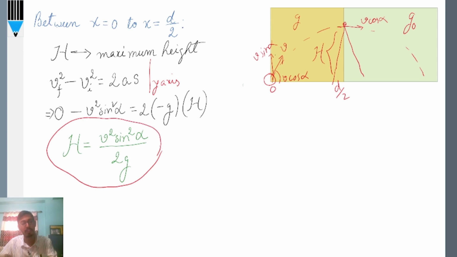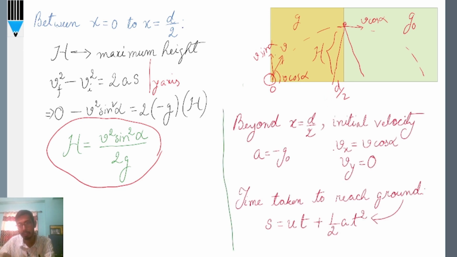h equal to v square sin square alpha by 2g. Now if you remember the formula, you can do this problem faster, otherwise do the equation and solve it out. Once you know the height, the next step is actually quite simple. Our initial velocity is v cos alpha and the y component is of course 0. Then the time taken to reach the ground, s equal to ut plus half at square, where u is obviously v cos alpha and a is minus g naught.